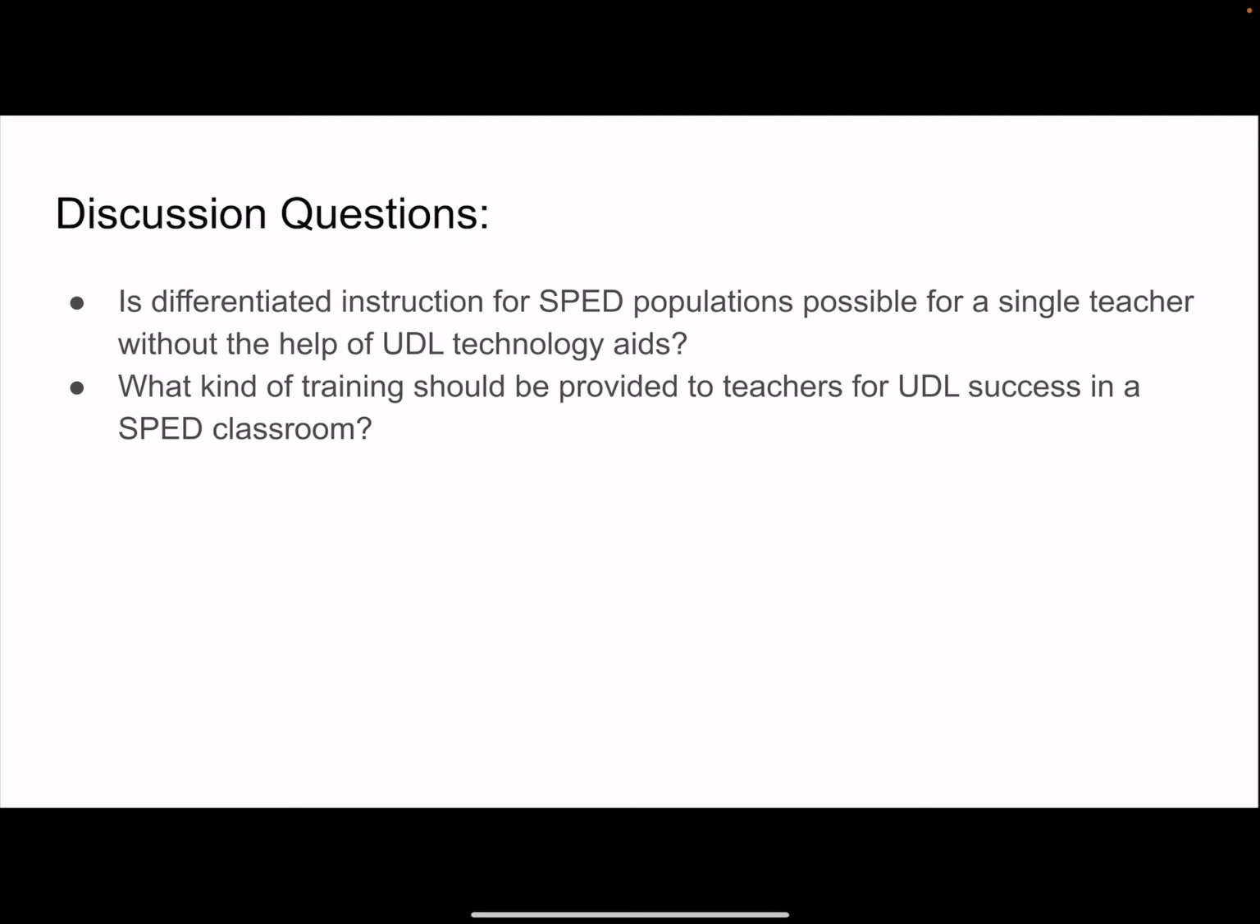For my discussion questions, I was looking at is differentiated instruction for SPED populations possible for a single teacher without the help of UDL technology aids? I'm hoping that through the exploration of this question, and honestly after seeing a lot of the classmates' presentations for this project and hearing everybody's discussions throughout the semester, I think it validates a higher response and a higher necessity for technology aids in the classroom and how successful we can see a student transition.